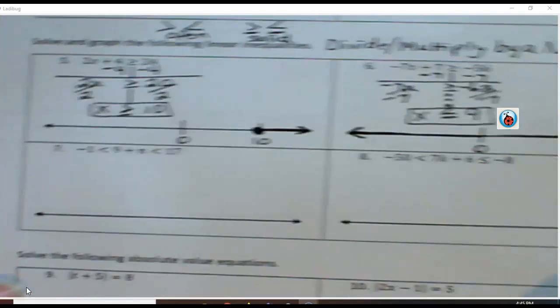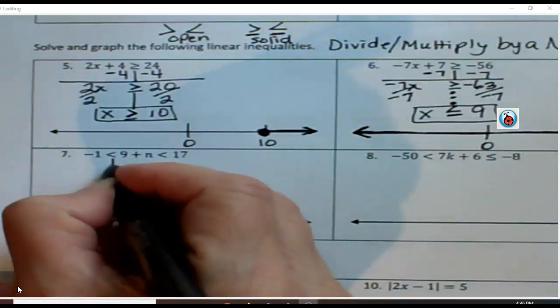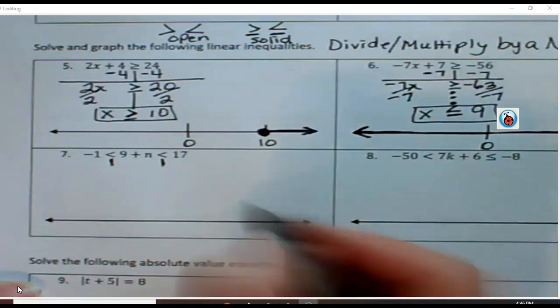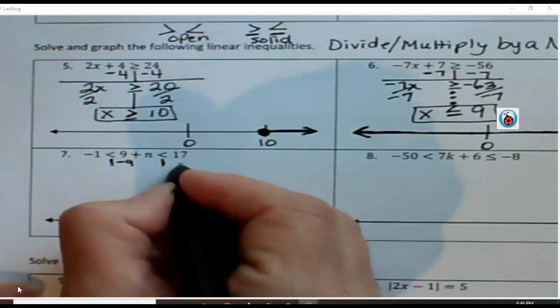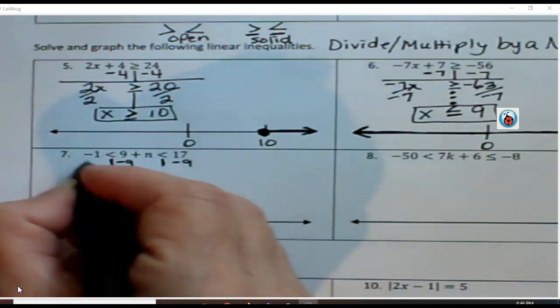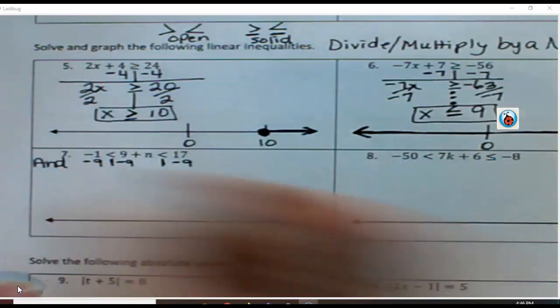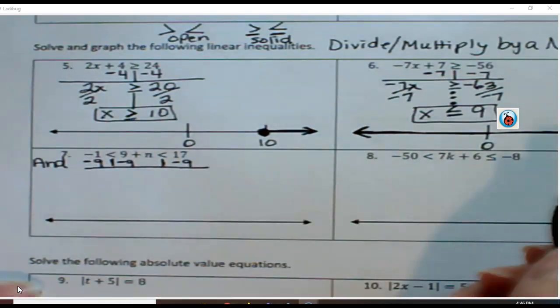Okay, come over here, number 7. Okay, this time we have a compound inequality. We've got 2 inequalities right here. Okay, so we need to go ahead and solve from the middle out. Right, first thing you're going to do is add or subtract. This is a positive 9, so we're going to subtract 9. Subtract 9 from this side and this side. When you're doing it, and that's what these are, you have to subtract, add, multiply, and divide from 3 parts.